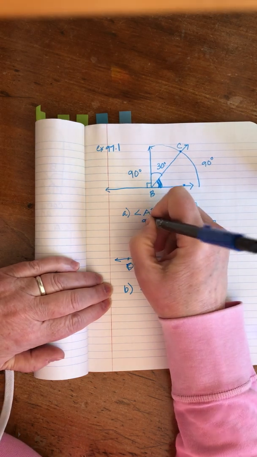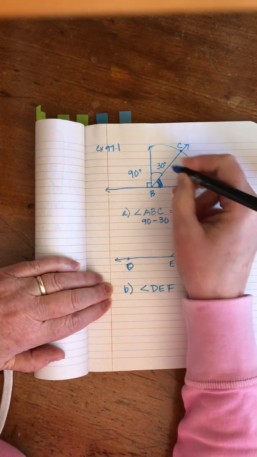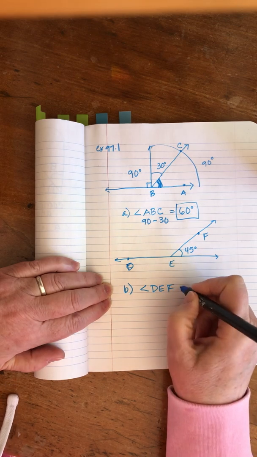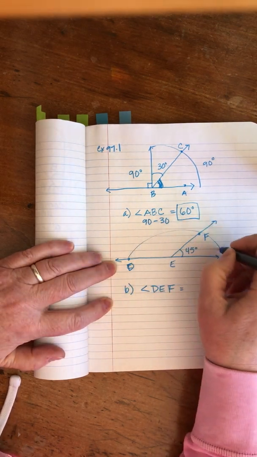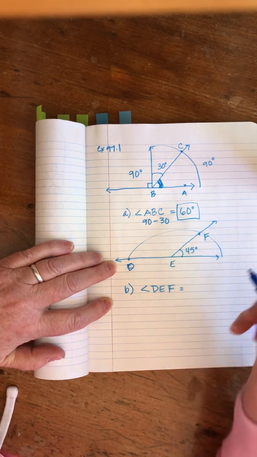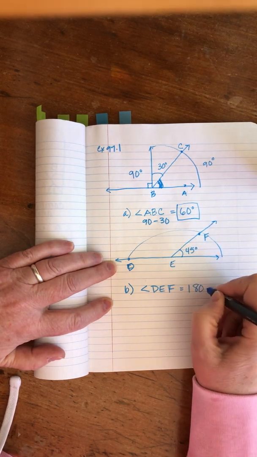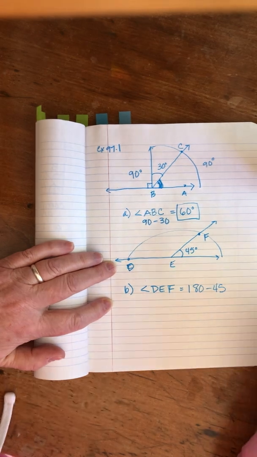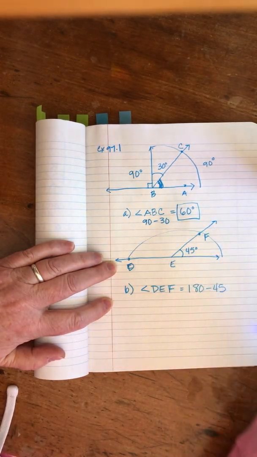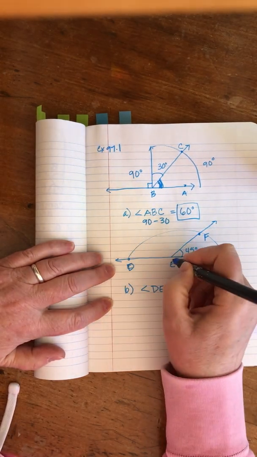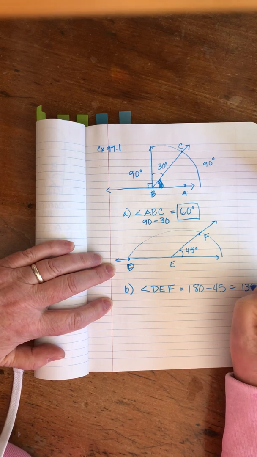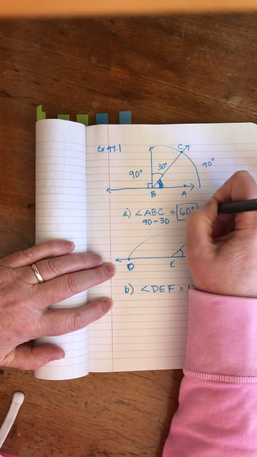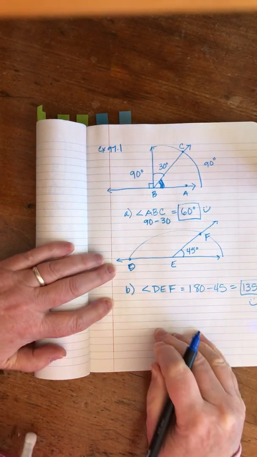This was 90 minus 30. That's how we got that 60 degrees. In this one, we know the whole is 180, and this much of it is 45. So it's 180 minus 45. The whole thing is 180. This much is 45. So this angle, DEF, must be 135 degrees. And that's correct. Yay. Not so bad, right?